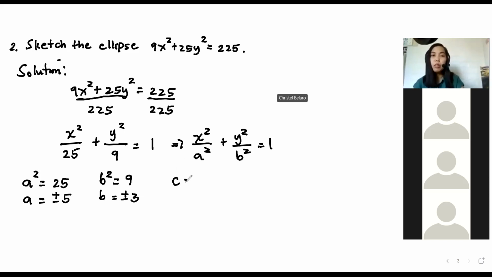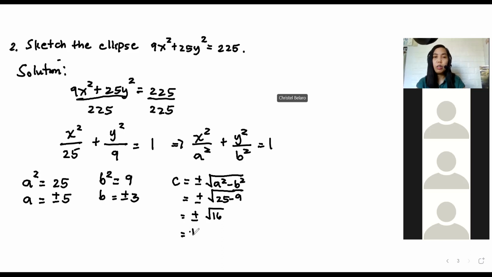If b squared equals 9, we don't know the value of c. c is equal to positive negative square root of a squared minus b squared. So the value of c is positive negative square root of a squared, which is 25, minus b squared, which is 9. So 25 minus 9 is 16, that is positive negative square root of 16, and the square root of 16 is 4.